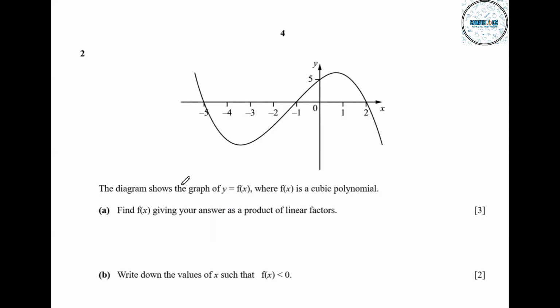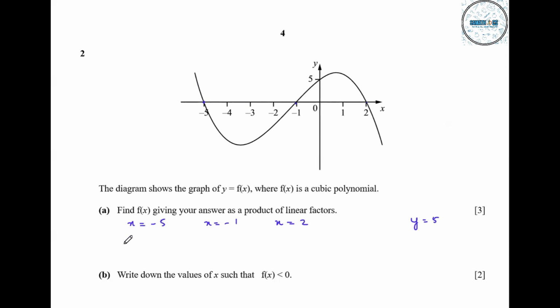Question number 2. The diagram shows the graph of y is equal to f of x, where f of x is a cubic polynomial. Find f of x, giving your answer as a product of linear factors. Now, first of all, we will find out x-intercepts. So we have here x is equal to -5, x is equal to -1, and x is equal to 2. Then y-intercept is 5.